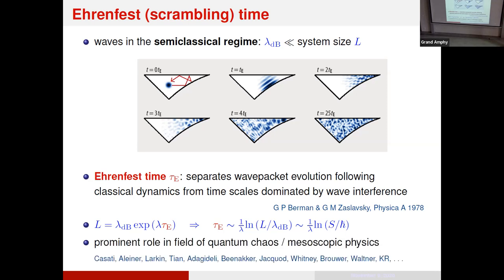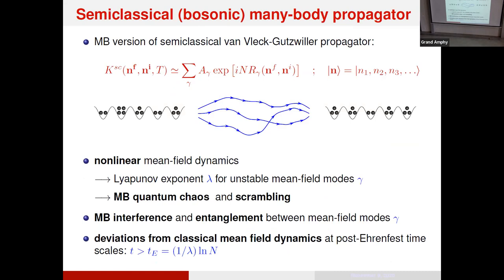Now we get back to, and I should mention, I should give credit to many people in quantum chaos and mesoscopic physics during the 90s. This was a huge field from roughly 1990, or 95, to 2010 or so, where Ehrenfest time effects in mesoscopic quantum physics have been considered a lot, mainly in the single particle regime. Now we get back to our point.